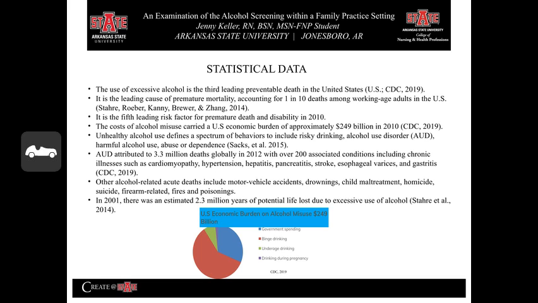To break down on a visual pie chart, government spending was accounted for $100.7 billion. Binge drinking, $191 billion. Underage drinking, $24.3 billion. And drinking during pregnancy, $5.5 billion.